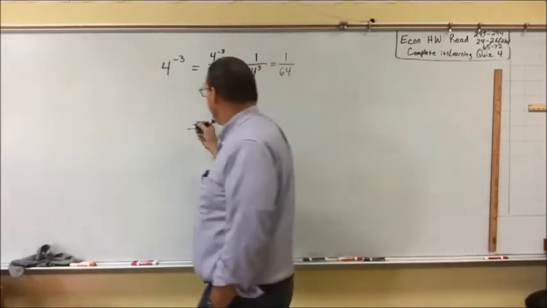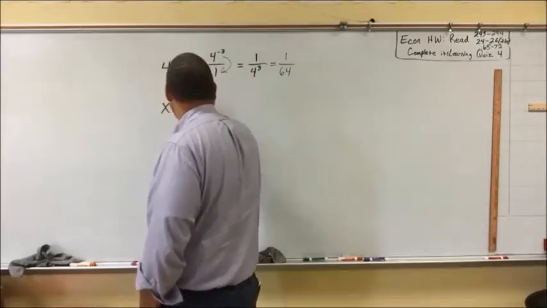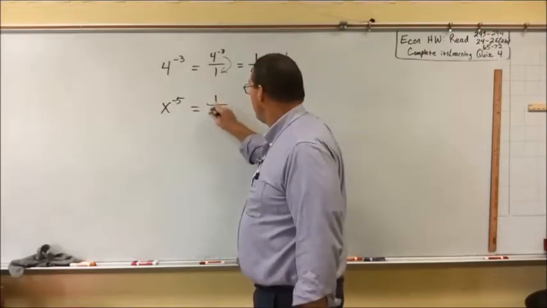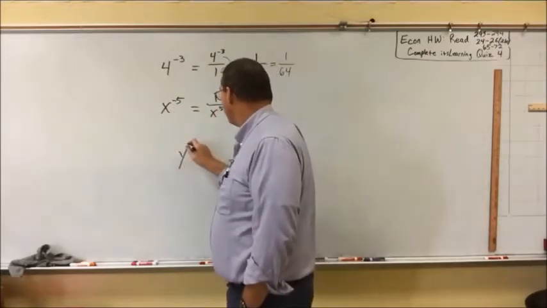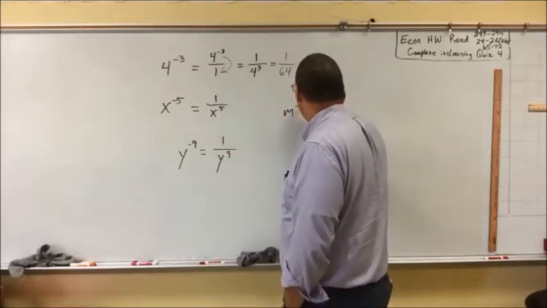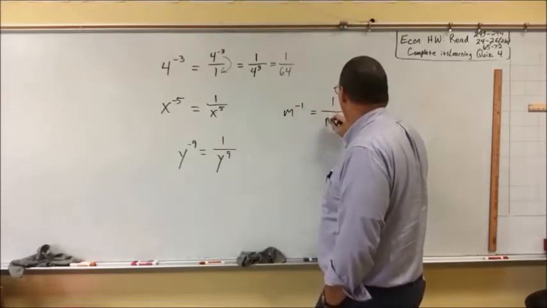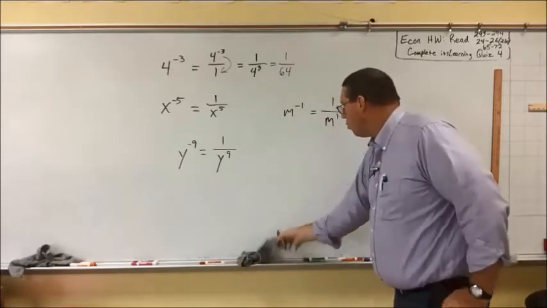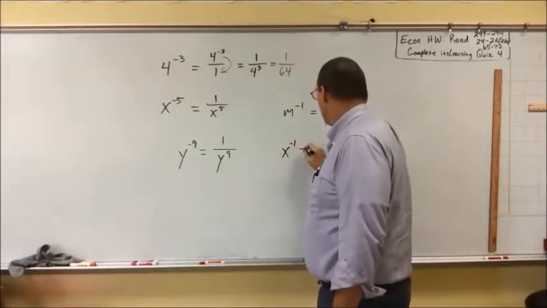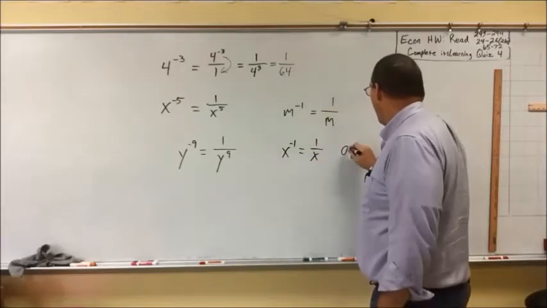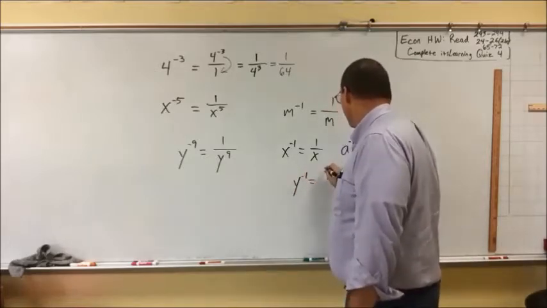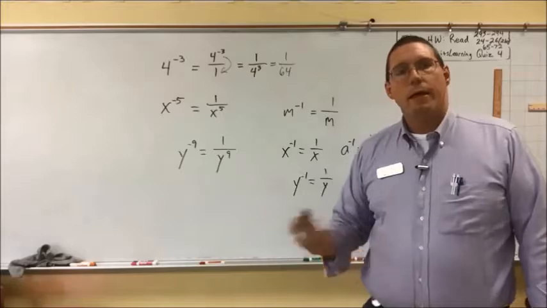All right, so what if I had a variable? What if it was x to the negative 5 power? Well, that just simply means that this is going to become a fraction of 1 over x to the 5th power. Y to the negative 9 power becomes 1 over y to the 9th power. M to the negative 1 power becomes 1 over m to the positive 1 power. But we don't write the positive 1 power, we just say 1 over m. So x to the negative 1 power is just 1 over x. A to the negative 1 power is 1 over a. And y to the negative 1 power is 1 over y. Okay? It just means turn it into a fraction.